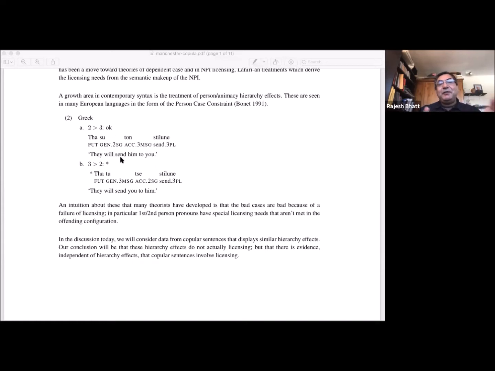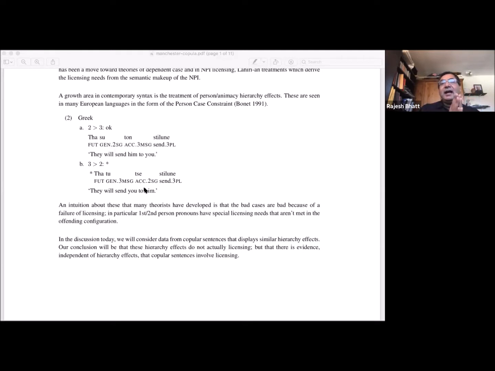Okay, so here's an example. If you're not indoctrinated to the PCC, I'm going to change things. Okay, so in Greek, you can say they will send him to you. So the dative argument, which is actually coded in Greek as genitive, is second person, and the direct object is third person. And this is okay. Okay, but now in English, you can just as well say they will send you to him. Okay, but not in Greek. There are ways of saying this in Greek, but you cannot say it like this.